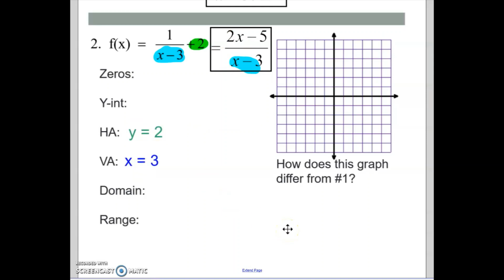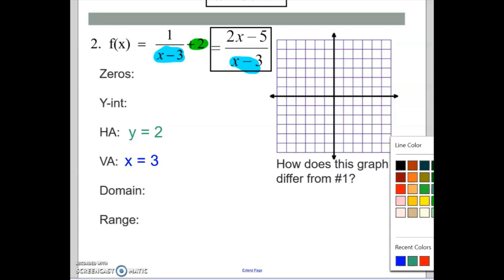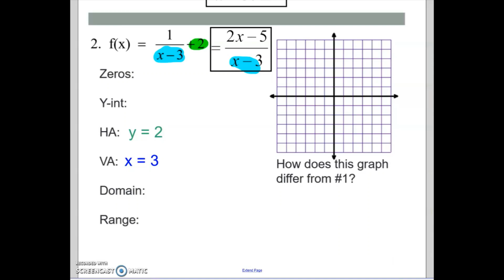Each time I switch pages, things disappear again. Okay, so let's graph those asymptotes. X equals 3, y equals 2.